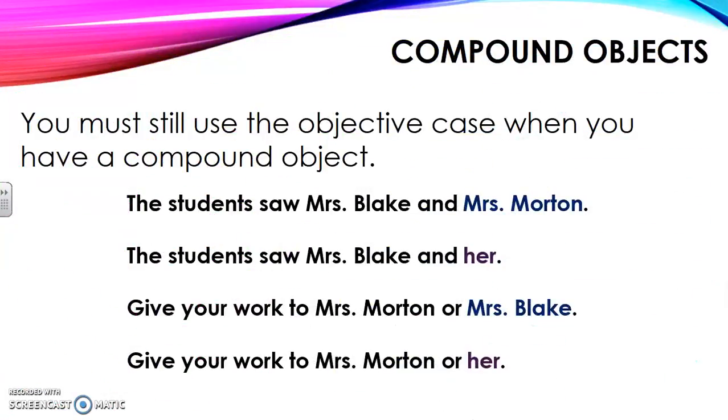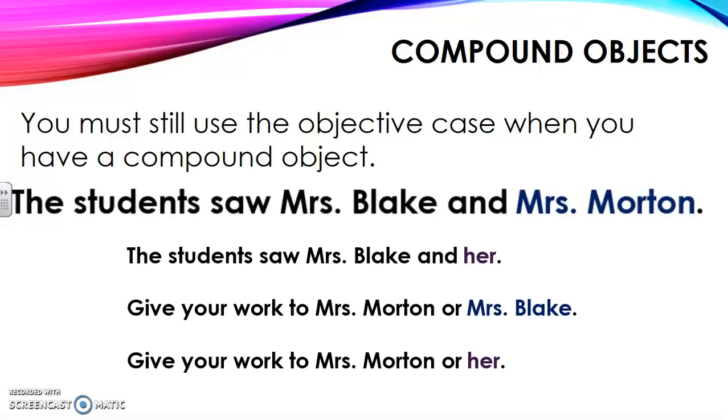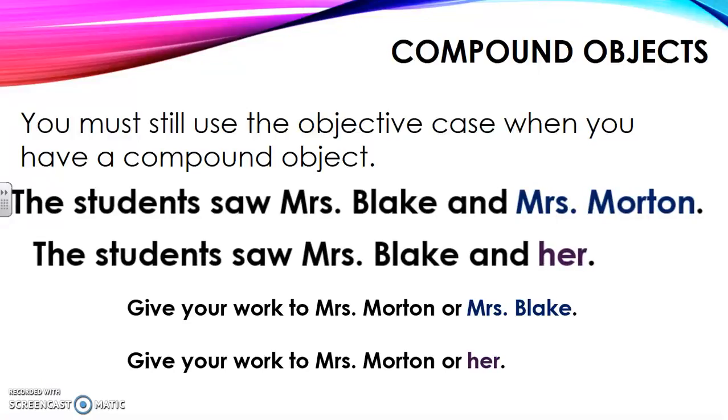Now, if you have a compound object, you must still use the objective case. So keep that in mind. So, the student saw Mrs. Blake and Mrs. Morton. The student saw Mrs. Blake and her. You wouldn't say the student saw she, so you have to say the student saw her. Adding in Mrs. Blake doesn't change that.